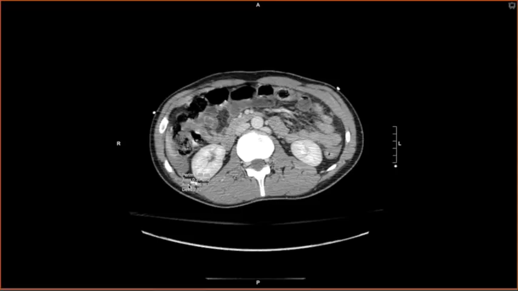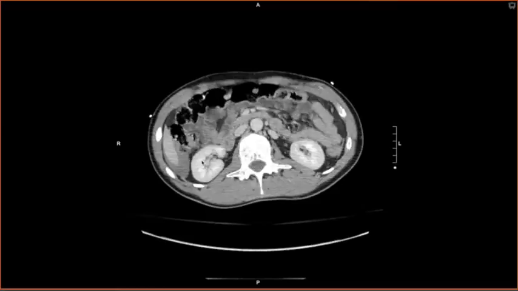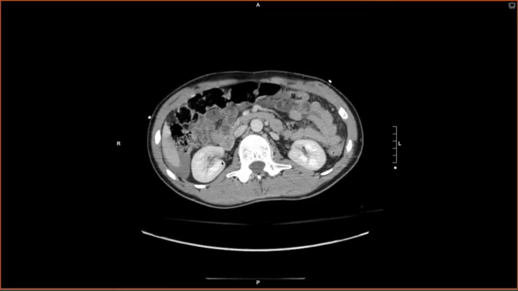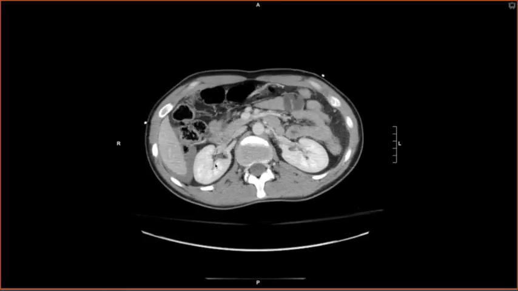So 36 Hounsfield units is too high to just be simple ascites, which would be closer to 0, usually between 0 and 20, we'll say. In this case, this represents blood or hemoperitoneum, and as a result of knowing that there's blood surrounding the liver here, we have a much higher suspicion for injury to the solid organs, especially the liver.